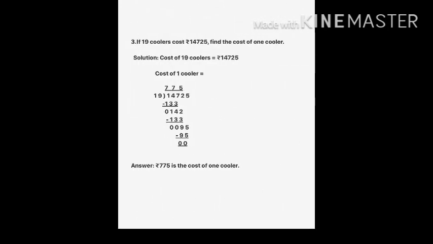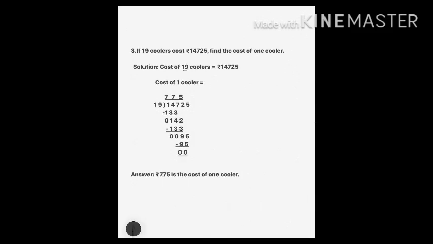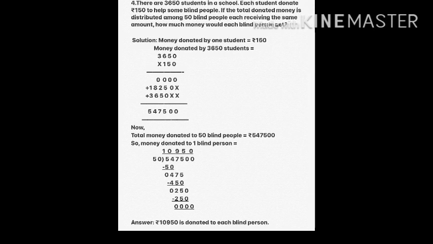Now moving on to the next. If 19 coolers cost rupees 14,725, find the cost of one cooler. Again, the cost of many, that is 19, is given, and you have to find the cost of just one. So you will again divide 14,725 by 19. After dividing you'll get 775 and that will be the cost of one cooler.